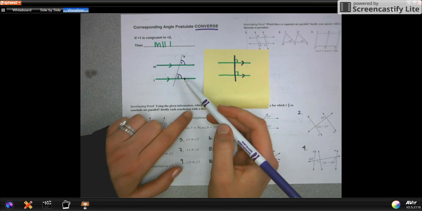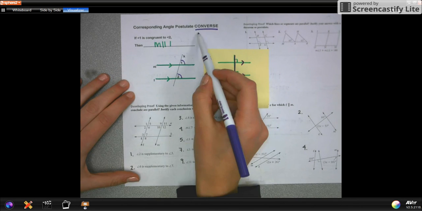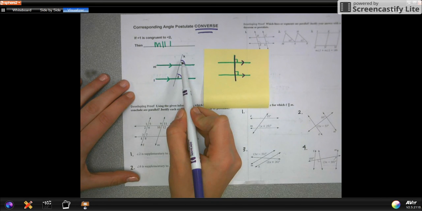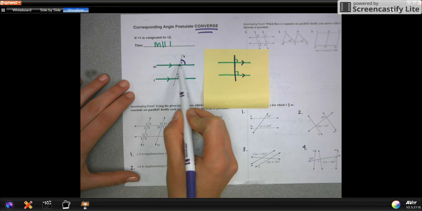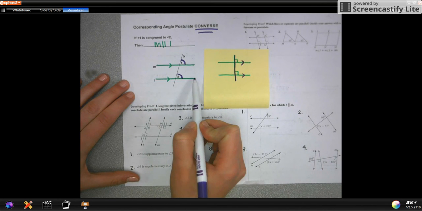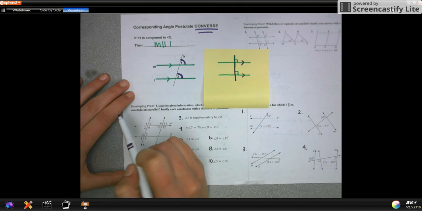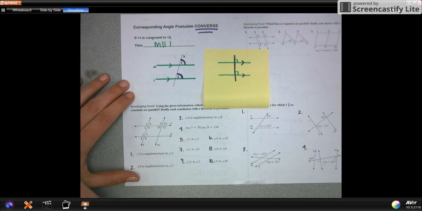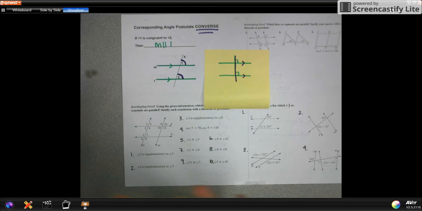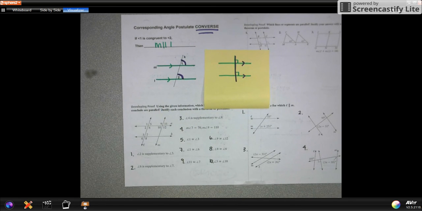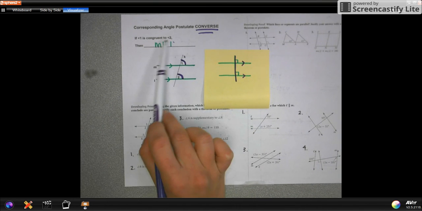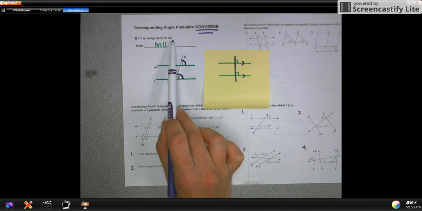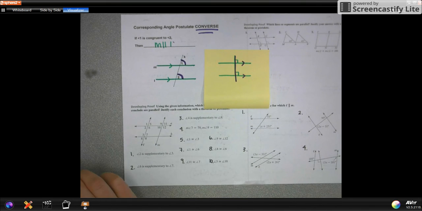So same deal when we look at all of these converse theorems. If these two corresponding angles are the same degree, then these two lines must be parallel. They are traveling at the same exact degree. Okay, so that's where this all comes from. It's just the converse of what we've been talking about before. So before we were saying if these lines are parallel, then these angles are congruent. All we're doing is switching it.